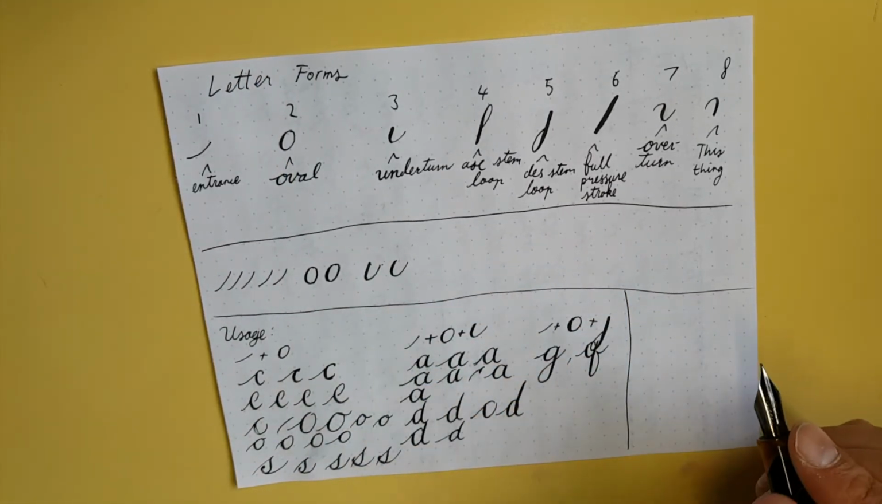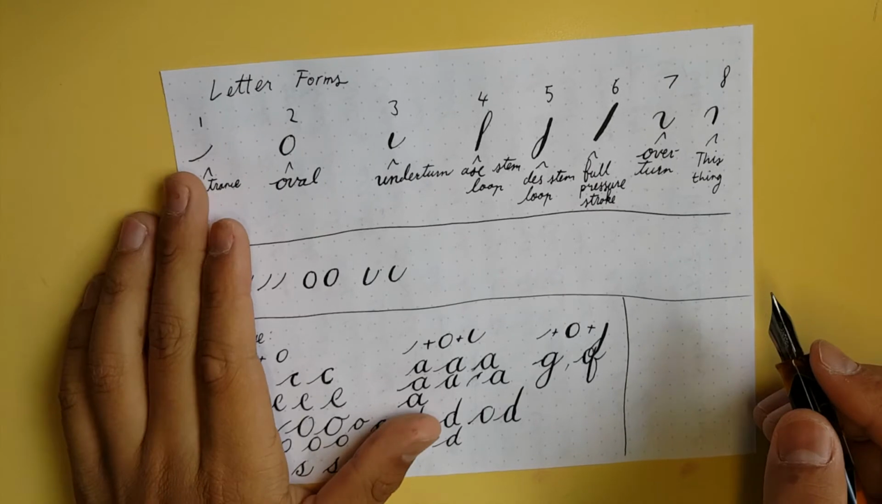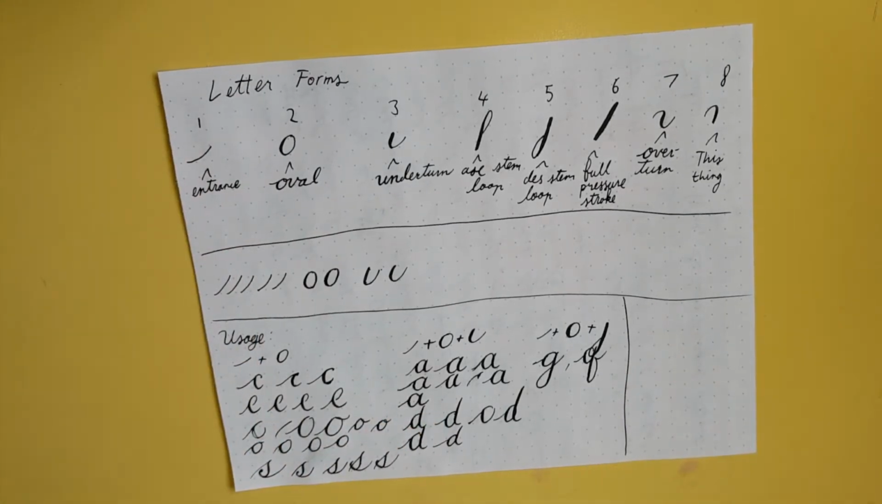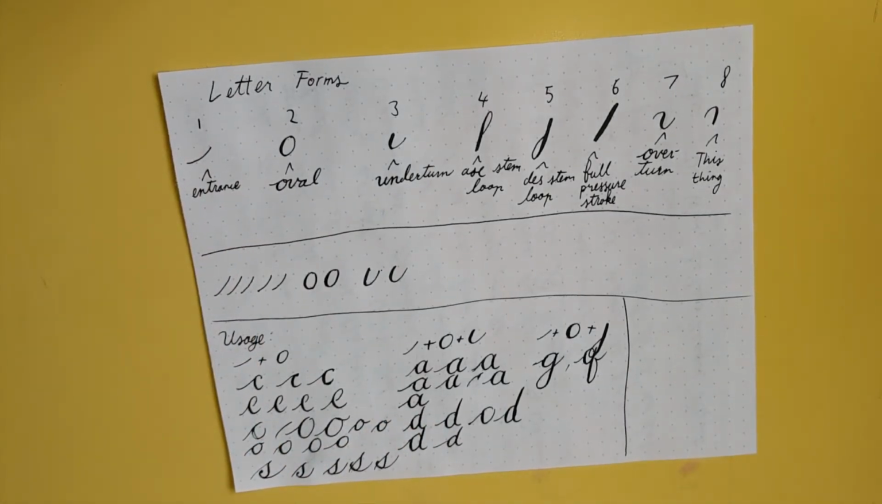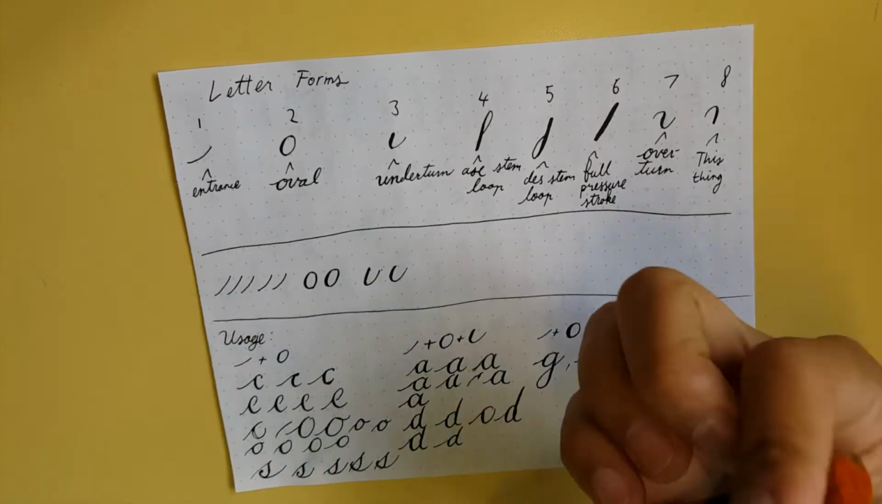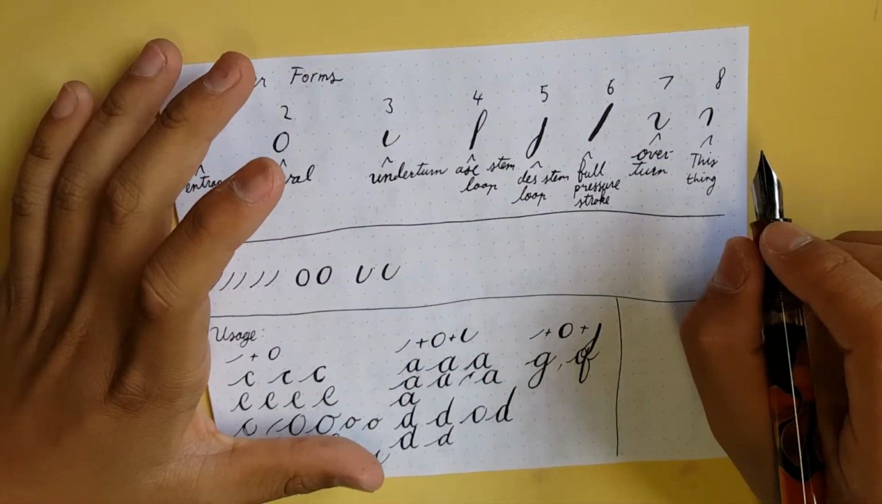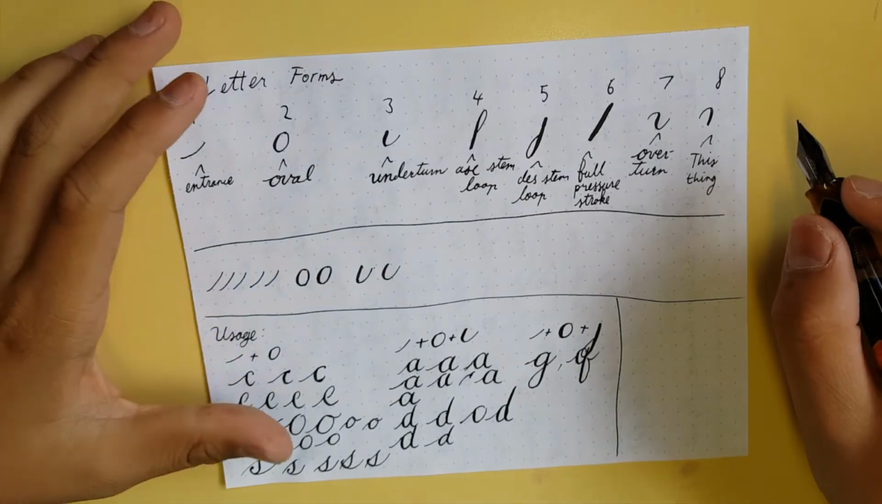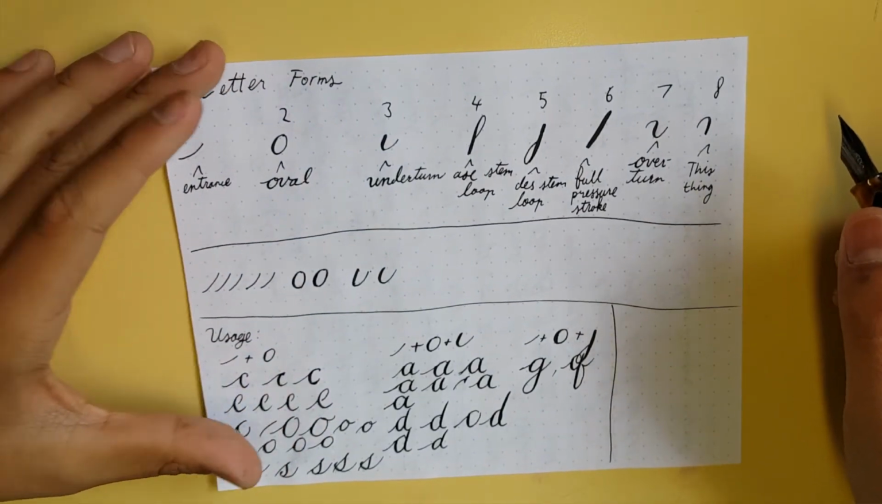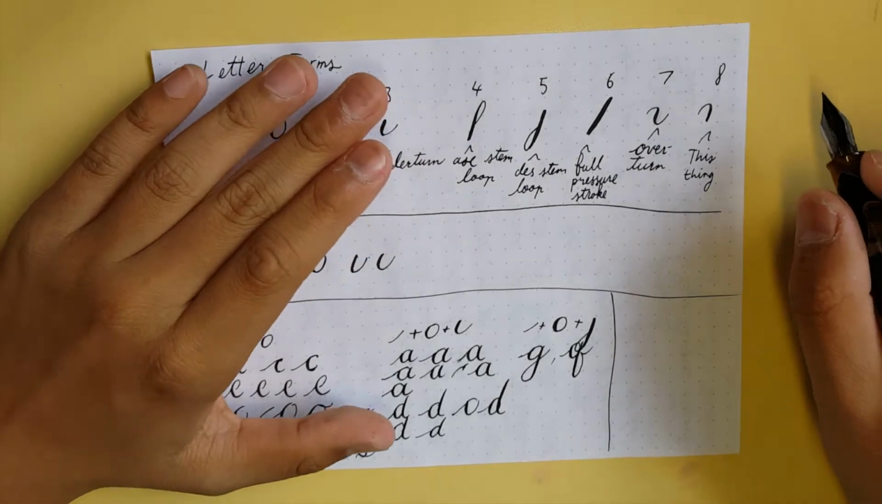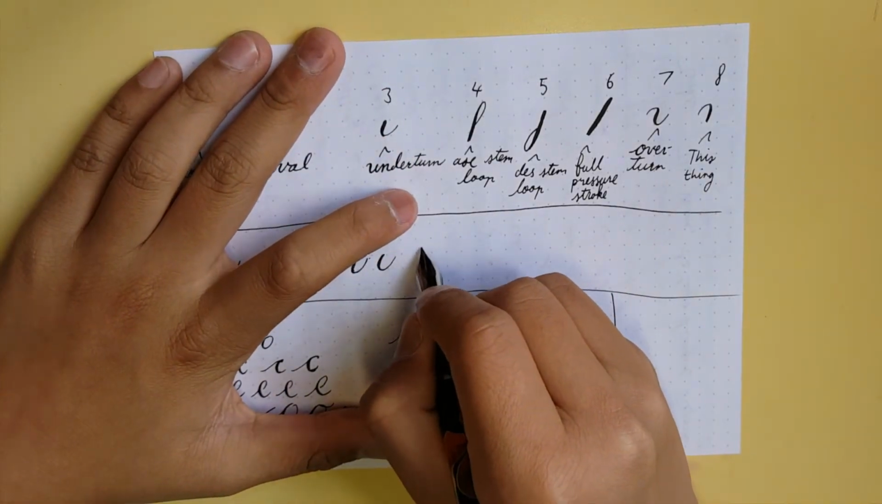Number 4 is our ascending stem loop stroke. Now, the reason I'm teaching this is for those who didn't do the basic course, which I strongly recommend, because Copperplate is pretty hard if you don't know the basics of calligraphy, and also because of the added line variation and the extra rules in Copperplate that apply to these strokes.